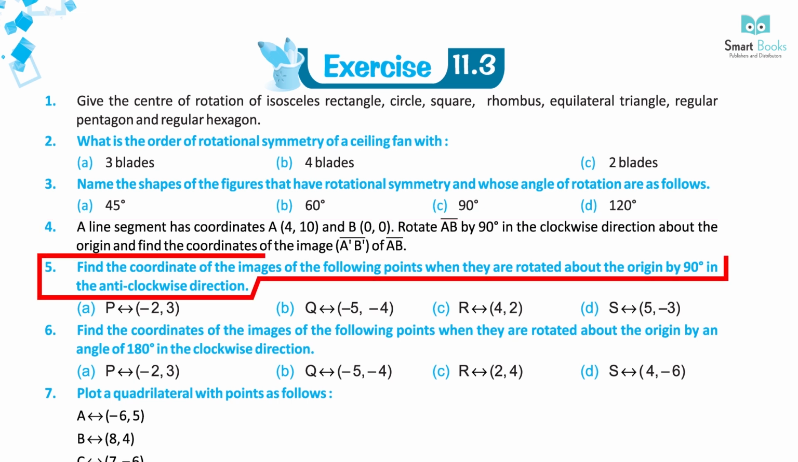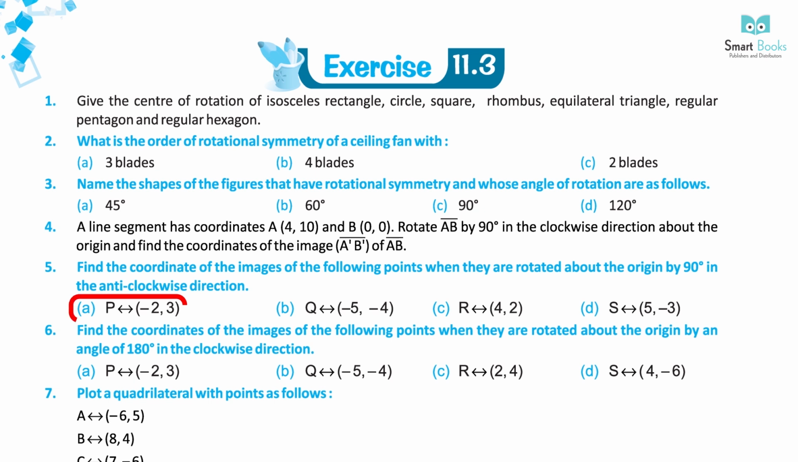Question 5. Find the coordinates of the images of the following points when they are rotated about the origin by 90 degrees in the anti-clockwise direction. A. P (-2, 3). Solution: (-3, -2). B. Q (-5, -4). Solution: (4, -5). C. R (4, 2). Solution: (-2, 4). D. S (5, -3).